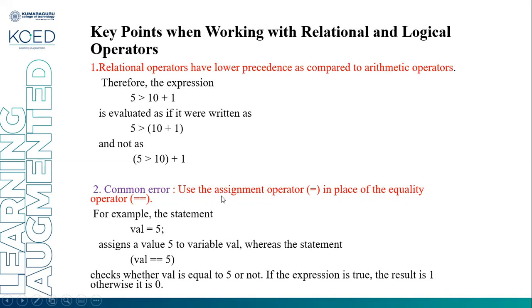Next, a common error: use of the assignment operator in place of the equality operator. The assignment operator is used to assign a value. Value equal to 5 means the value will be 5. Value double equal to 5 checks whether the value of the variable is equal to 5 or not. If the expression is true, it will return a value 1. Otherwise, it will return false.